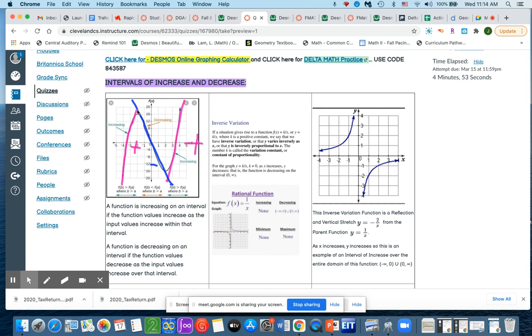Now, as far as decreasing is concerned, a function is decreasing on an interval, and I'm getting this from right here at the bottom, this definition, and an interval means a starting and stopping number, if the y values decrease as my x values increase. So if you look over here, I'm still increasing on my x-axis, meaning I'm heading away from those negative numbers and going towards the positive. So my x values are increasing as I move to the right.